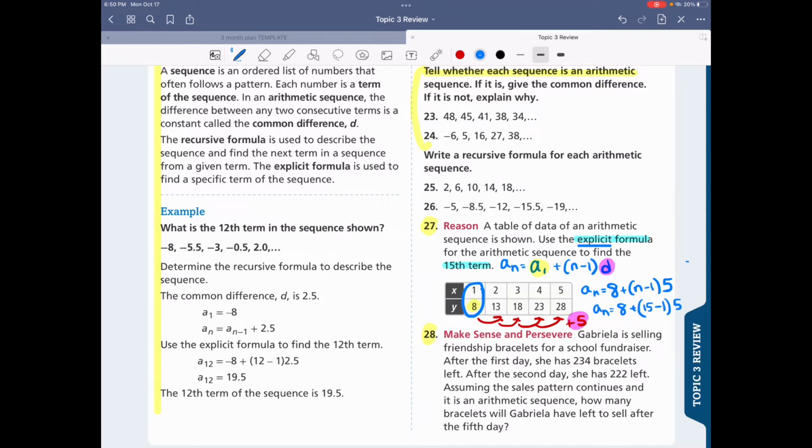And then we use order of operations. 15 minus 1 is 14. 14 times 5 plus 8. So we do the multiplication first. That's going to be 70 plus 8 equals 78.